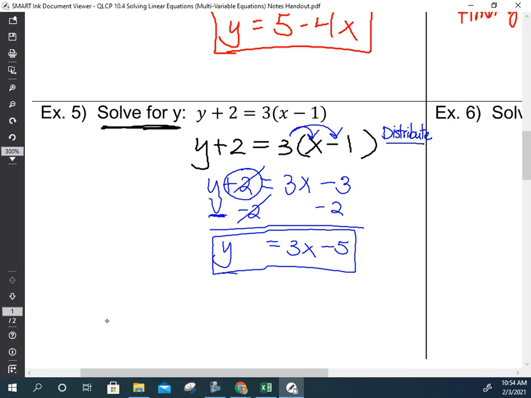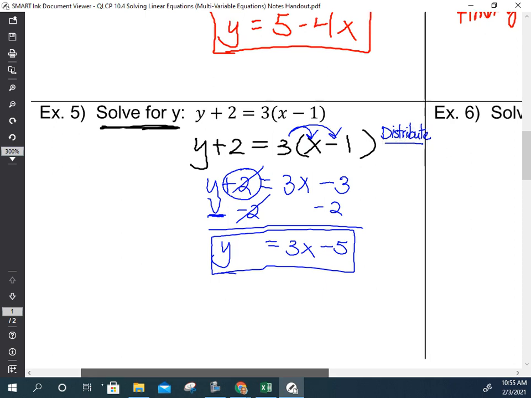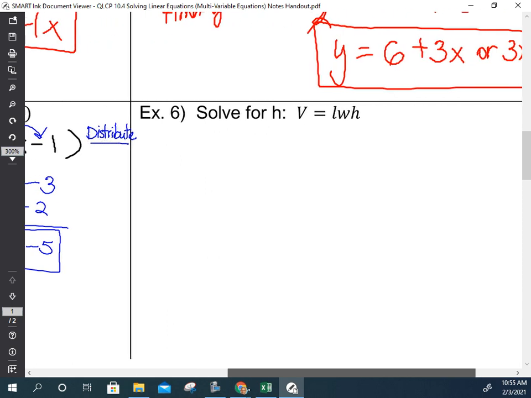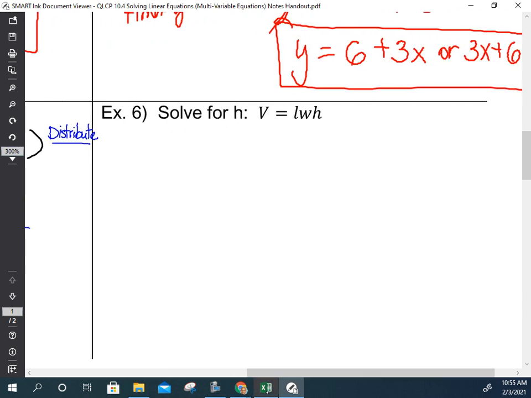So sometimes you'll have to distribute in order to get the problem solved. Again, every problem is different. There is no cookie cutter, one size fits all problem. Every problem is different, so you have to look first to see what's there and what you can do. All right, so we have one more example and then we'll take a short break.